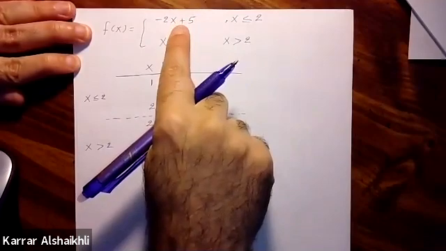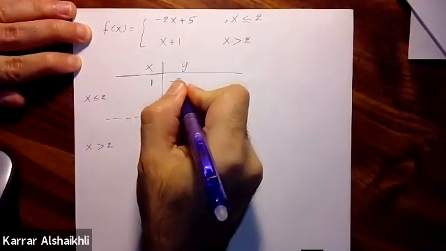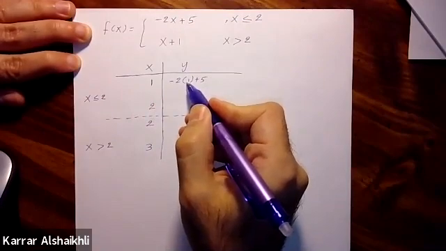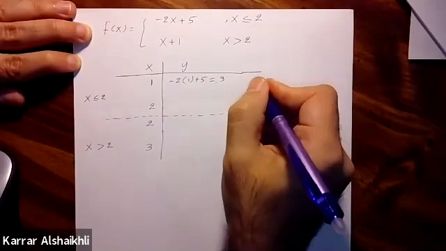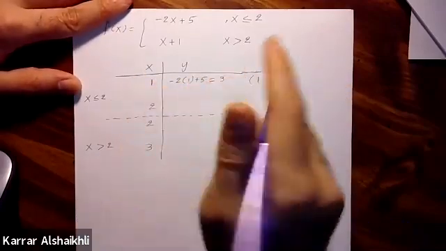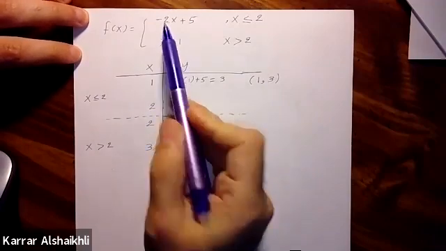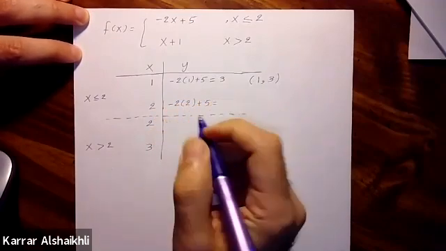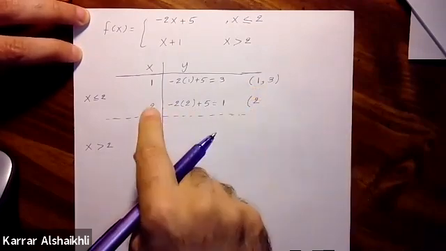These 2 points belong to the first piece. So we're going to plug in 1 in the first piece. -2 times 1 plus 5. -2 times 1 is -2. -2 plus 5 is 3. So the point is x is 1 and y is 3. I got the first point. Now, let's go to the second one, plug in the second number on the first piece. -2 times 2 plus 5. -2 times 2 is -4, plus 5 is 1. So the second point is x is 2, y is 1.